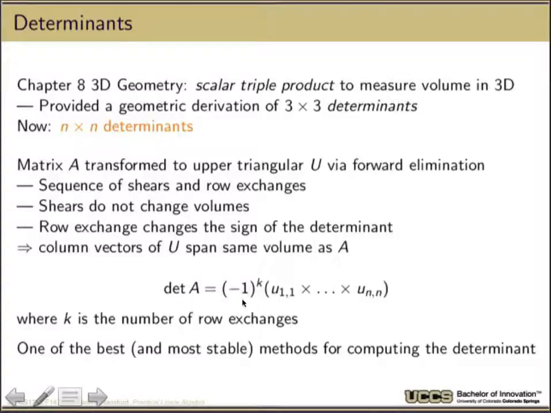But when you get done counting the right number of row exchanges, you basically take the product of what's left on the diagonal. That gives you the determinant, plus or minus the sign. So minus 1 raised to the number of row exchanges times the product on the diagonal gives you the determinant. This is one of the best and most stable methods for computing the determinant. If you really want to do that, that's the way you would get it. Libraries, of course, exist, so if you really need the determinant, call a good library.